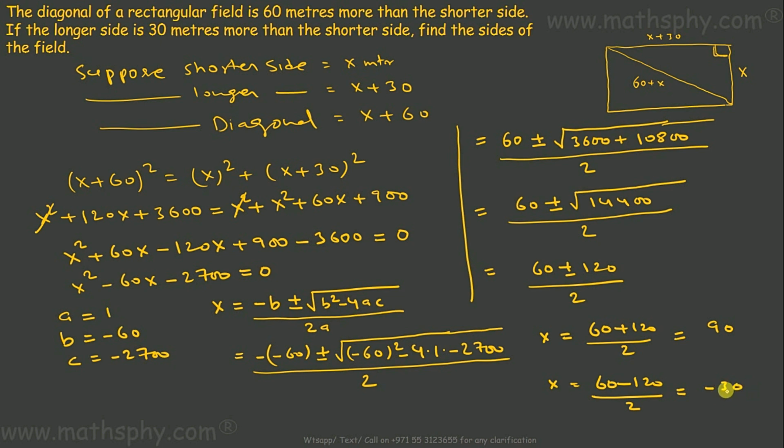We are talking about the length of a rectangular field which can never be negative, so this is not possible. So shorter side would be 90. Longer side would be x + 30, means 90 + 30, which is 120. Diagonal would be 90 + 60, which is 150 meters. Done?